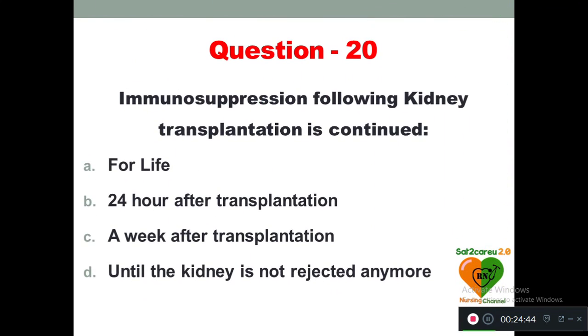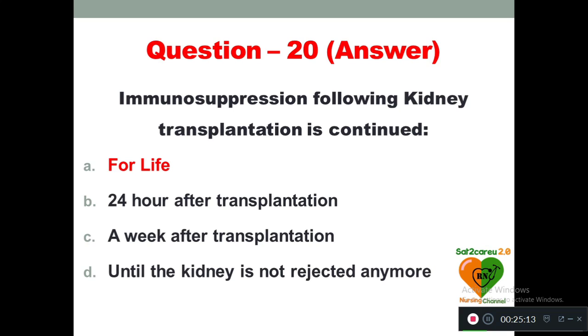Now let's see the 20th question, but it is the 21st question of this video. Immunosuppression following kidney transplantation is continued: Option A, for life. B, 24 hours after transplantation. C, a week after transplantation. And D, for days until the kidney is not rejected anymore. The right answer is option A. Immunosuppression in kidney transplantation patients should be continued for life.